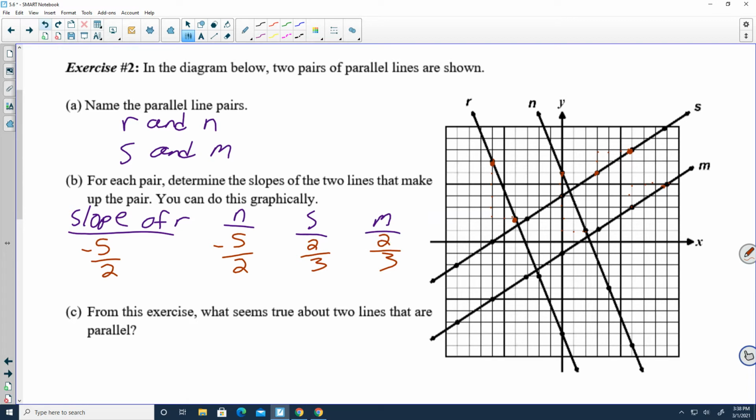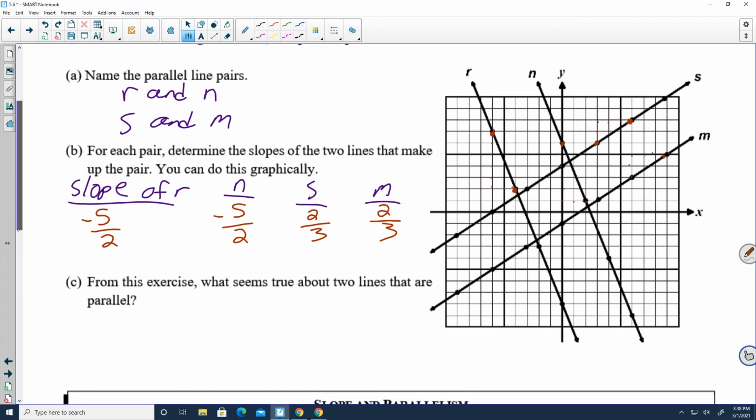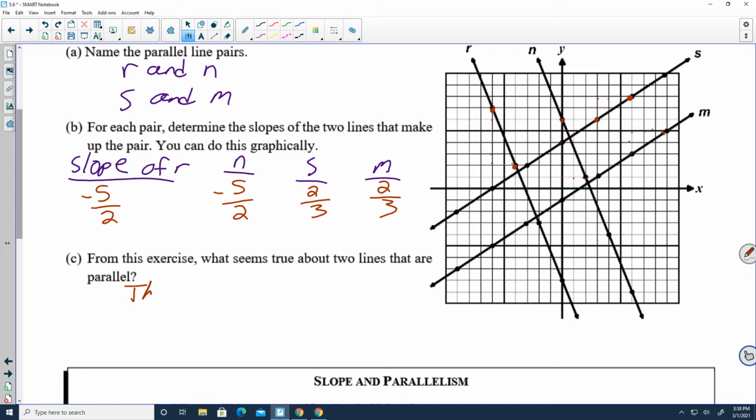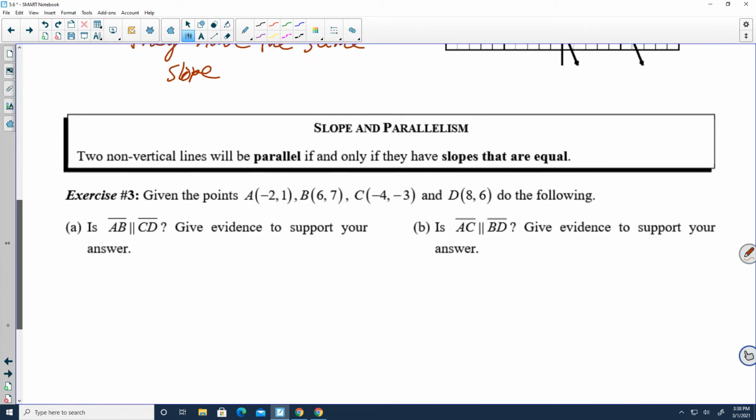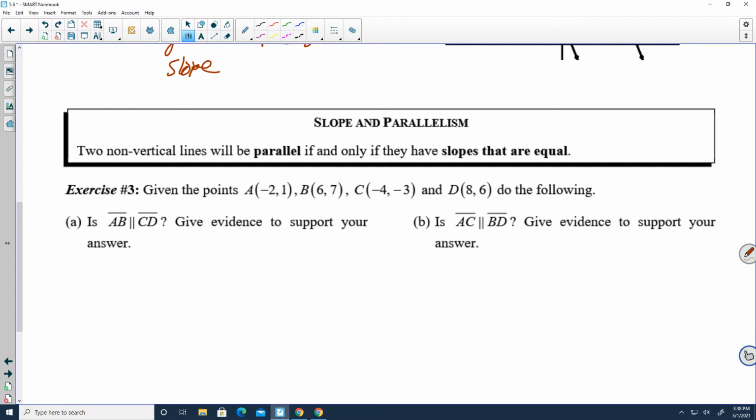All right? So what do we notice about the lines that are parallel? Well, we know that they're going to have the same slope. Now we just kind of showed it graphically. Okay, so since they have the same slope, they need to be parallel to each other. Now, here's where it gets more fun. Okay, here we know that two non-vertical lines will be parallel if and only if they have slopes that are equal. Basically, if our slopes are equal of two lines, then they're parallel to each other.